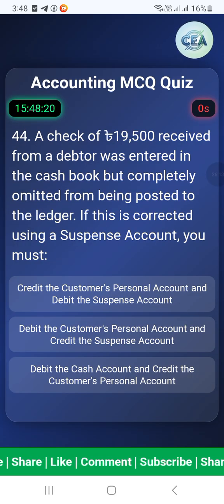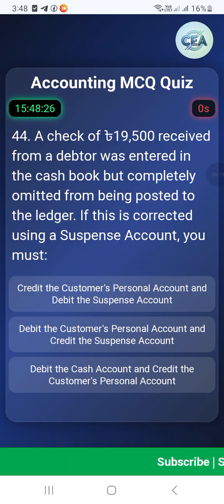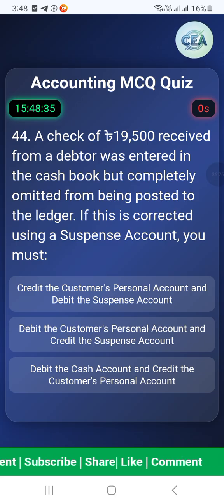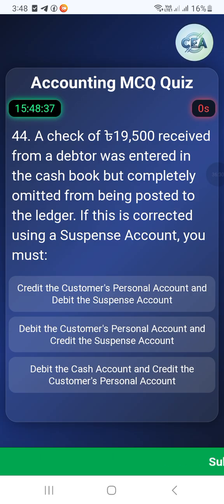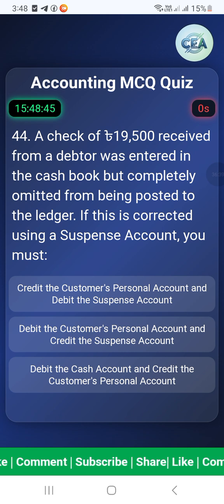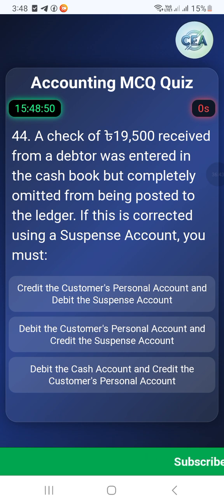44. A check of 19,500 takas received from a debtor was entered in the cash book but completely omitted from being posted to the ledger. If this is corrected using a suspense account, you must: Option 1. Credit the customer's personal account and debit the suspense account. Option 2. Debit the customer's personal account and credit the suspense account. Option 3. Debit the cash account and credit the customer's personal account.